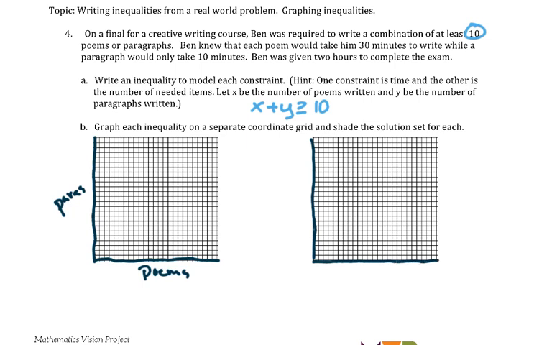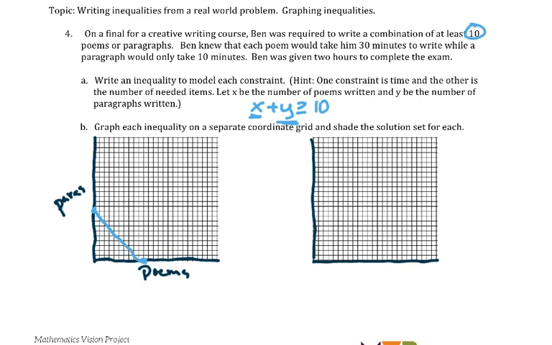So what are some options to graphing this? Well, first, if I only did poems, I would have to at least do 10 of them, right? So if I go just poems, I go up to 10. So that's where my poems would be. Now, if I just did paragraphs, it would also be at 10, right? Because there's no number here. And I could do any combination in between. So I could do 1 and 9, or 2 and 8, and so on and so forth.